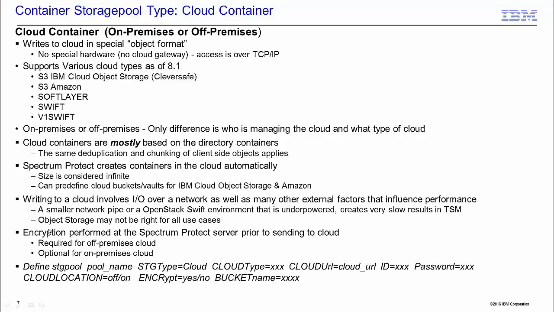All of the deduplication, compression, and encryption is done prior to sending the data out to the cloud. When it comes to encryption, we do require that for an off-premise cloud, and we do highly suggest it, but it is optional for an on-premise cloud. Here is the define stgpool command you'd use if you wanted command lines to define a storage type of cloud. And notice you'll need things like your cloud URL, your ID that's associated with that cloud, passwords, and so forth. And I do have some special instructions when it comes to defining CleverSafe or Amazon cloud containers.